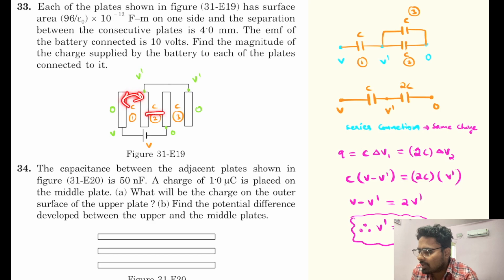Between these two is like what? V dash and V, right? V dash and 0, right? So it's V by 3. Between these two plates it's V by 3. Between these two plates it will be 2V by 3.